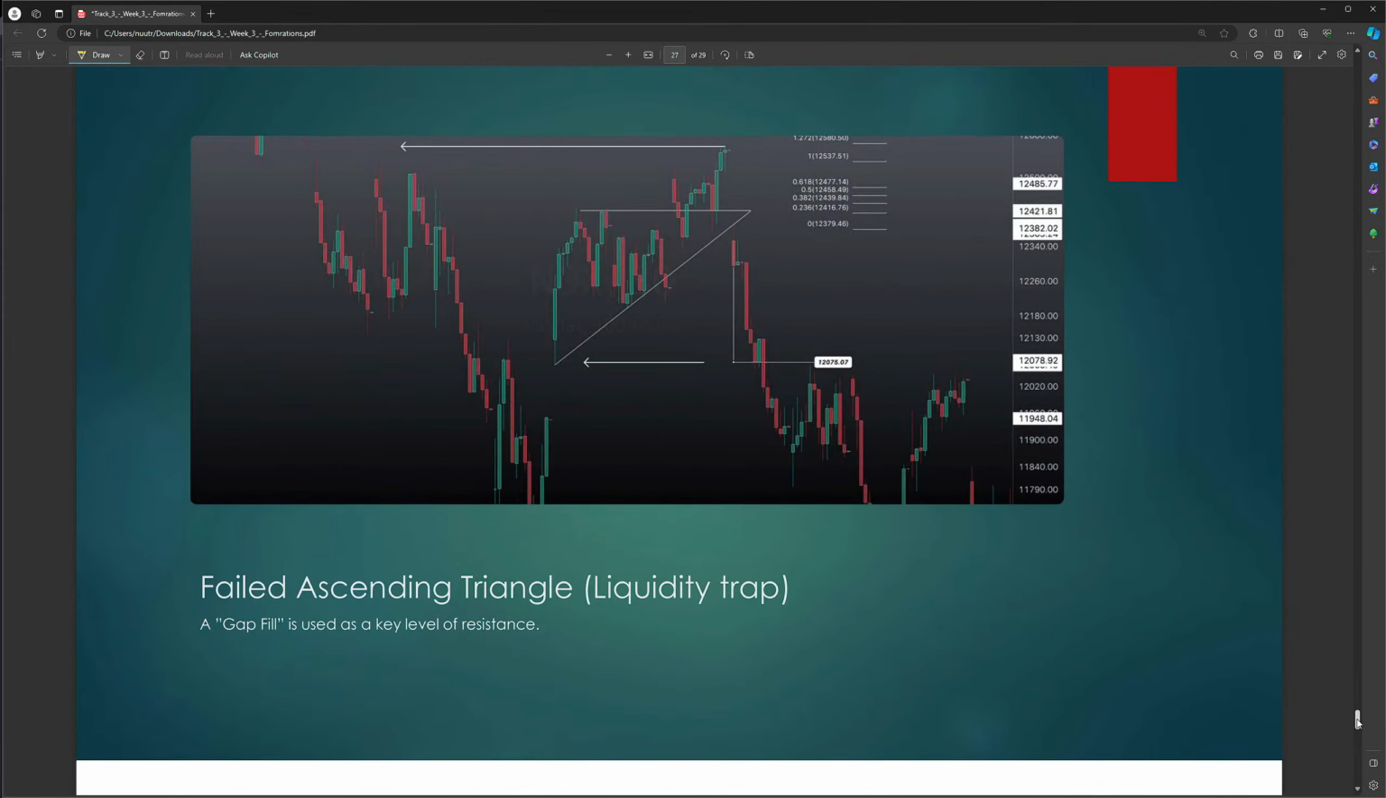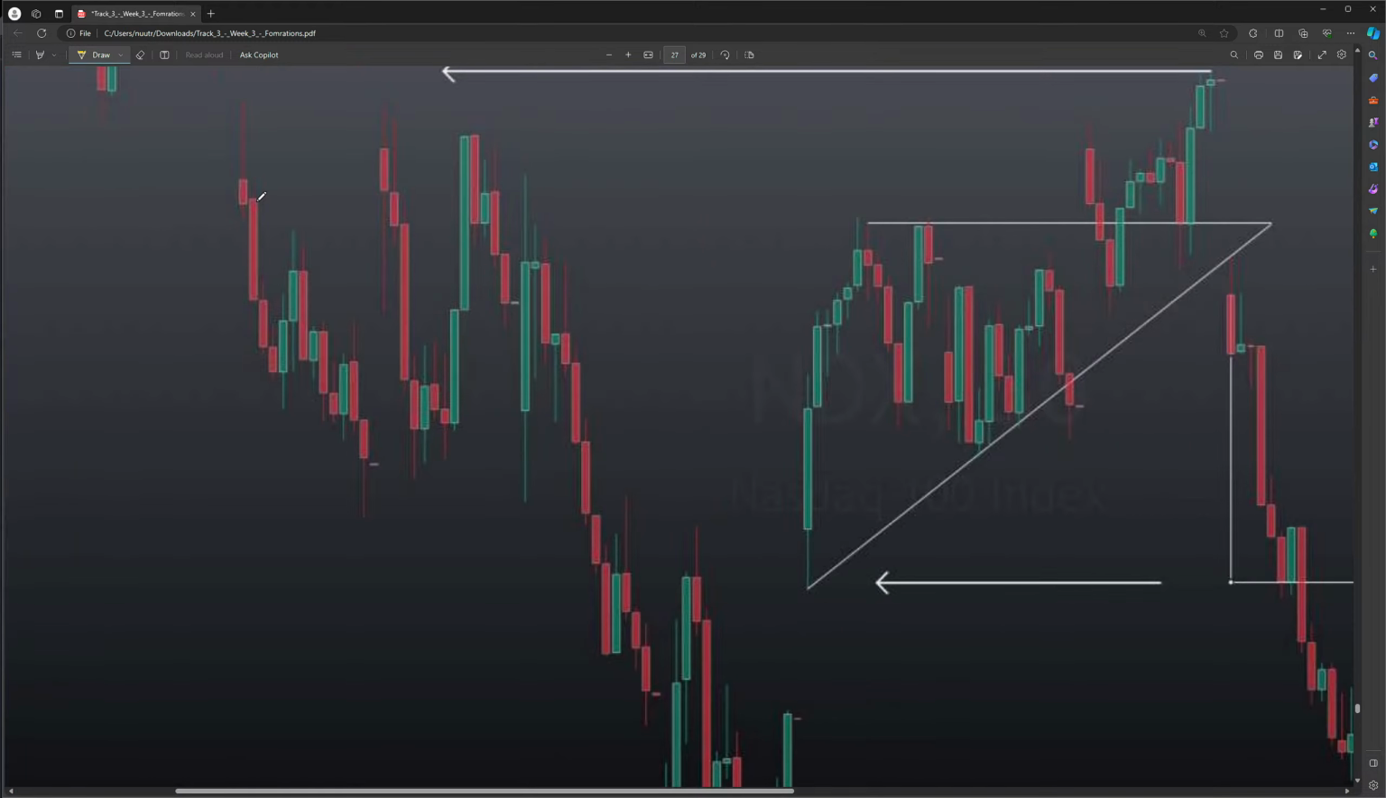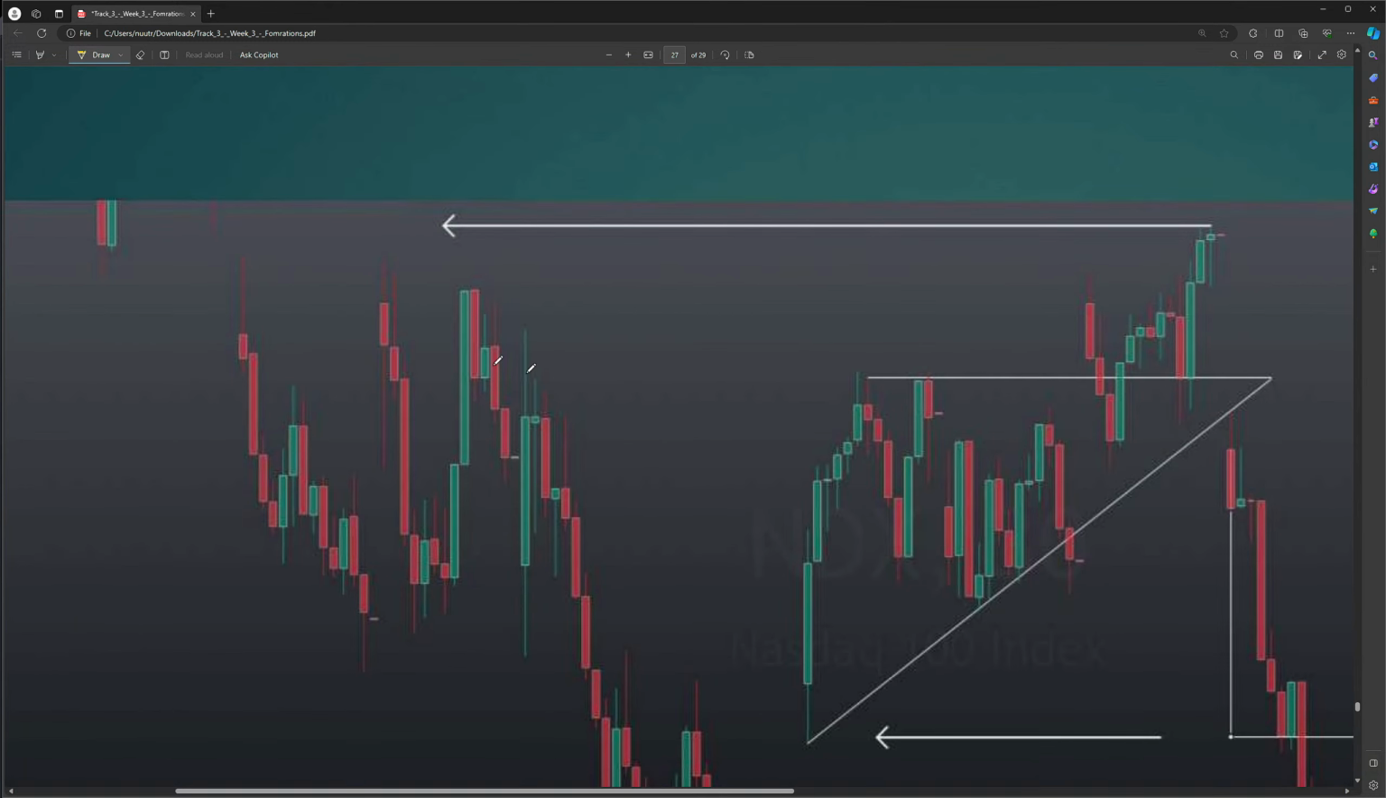Now, here is your failed ascending triangle. Why would it be failed? Well, this is a great point for us to see that it would be a continuation to the upside. But why did it fail? This is kind of known as a liquidity trap. You have a massive amount of sellers stacking right at this point here, and that point. Why is it so particular there? Because there is what's known as a gap fill in price action.